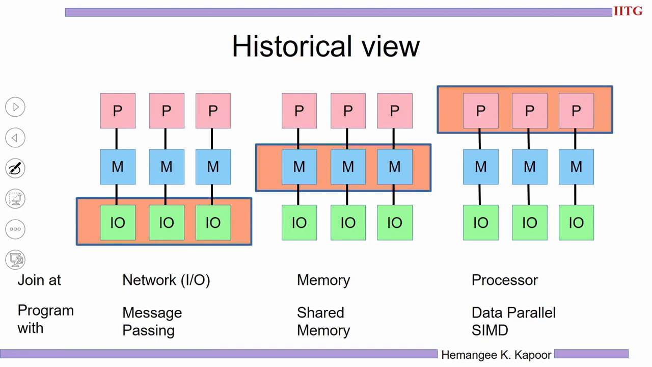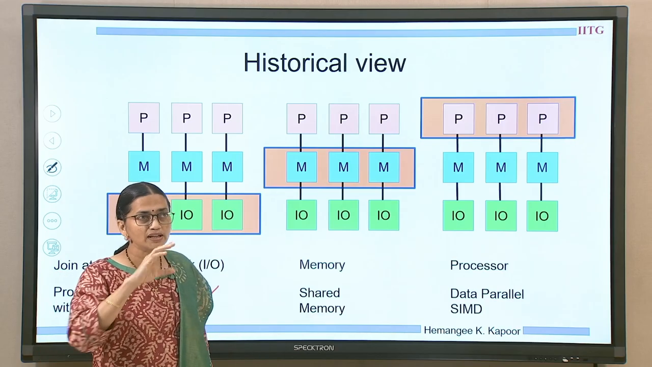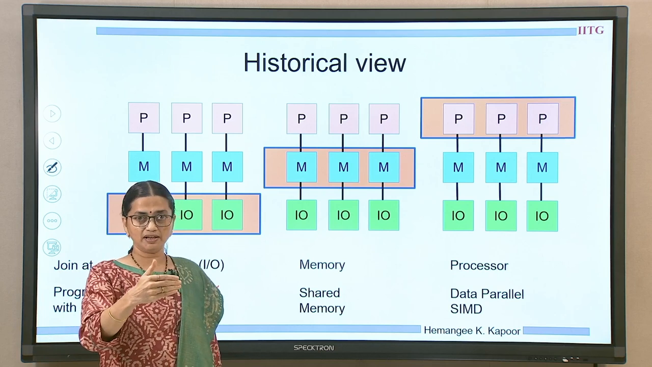All right. For the first system where we join at the network, what type of program will you write? For such systems, the programs need to communicate using the network, and this is popularly called message passing. You need to send a message from one system to the other via the network. That's called message passing type of programming. If we are joining at the memory, that is, all the communication happens through the memory.